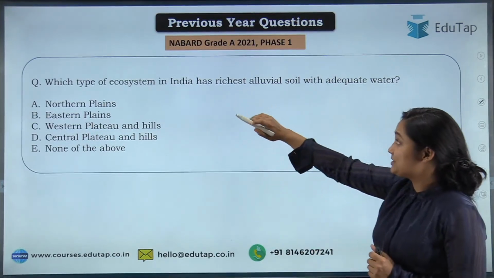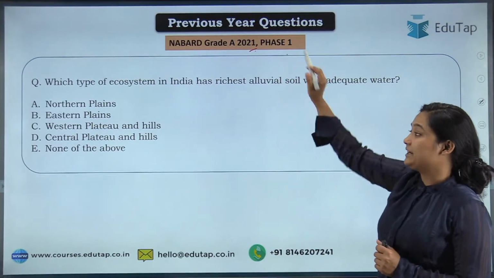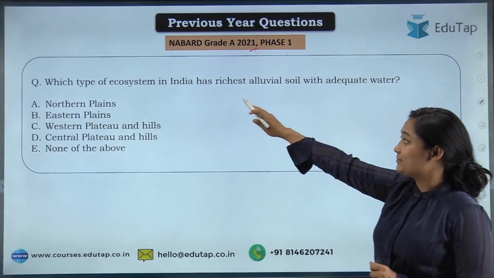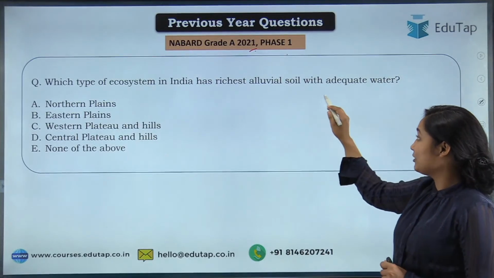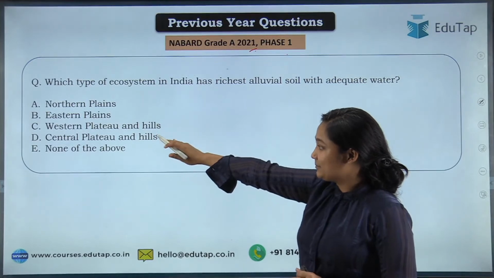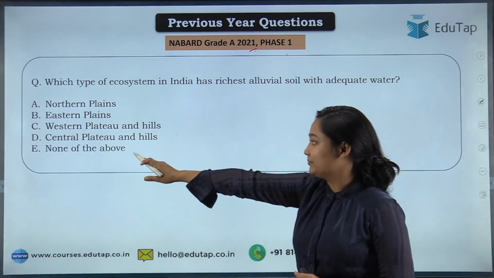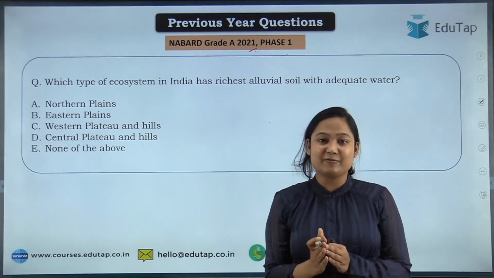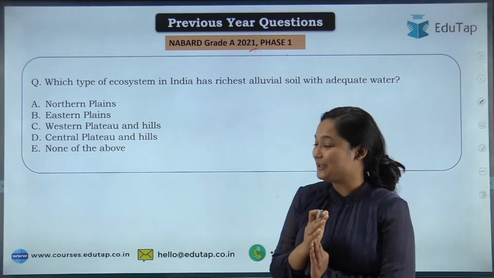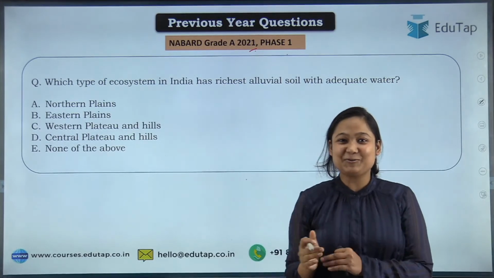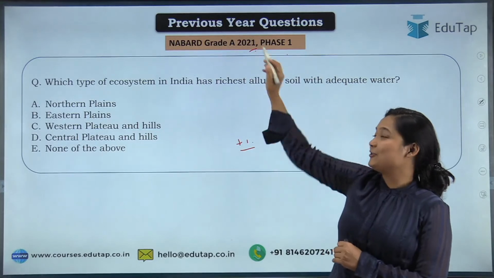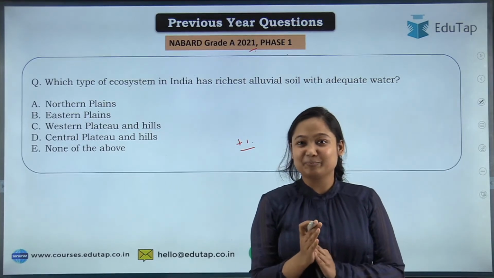The first PYQ was from last year, and it was covered in phase 1. The question was, which type of ecosystem in India has richest alluvial soil with adequate water? Your options were Northern Plains, Eastern Plains, Western Plateau and Hills, Central Plateau and Hills, or none of the above. If any of you know the answer, you can answer today. I'm giving you an opportunity to answer the question, so that there will be a +1 mark if you have appeared in last year's exam.